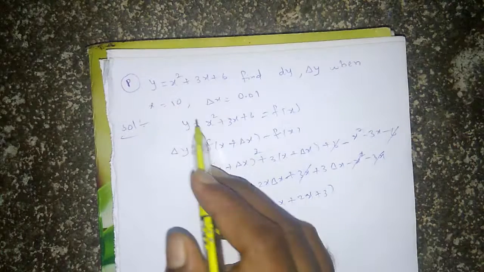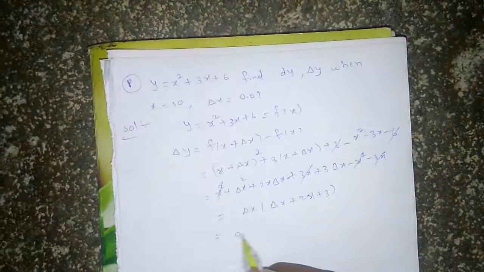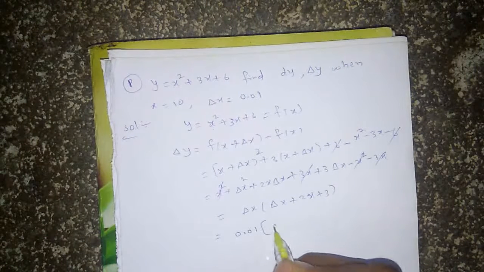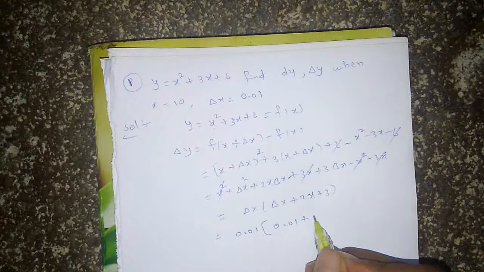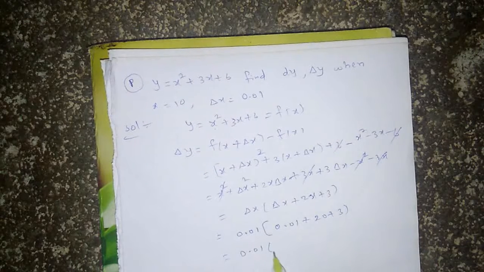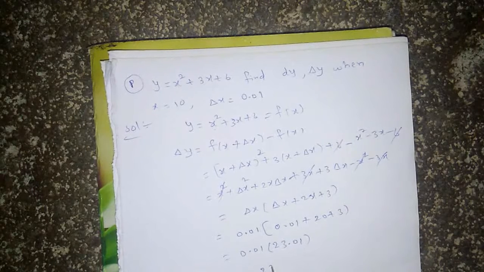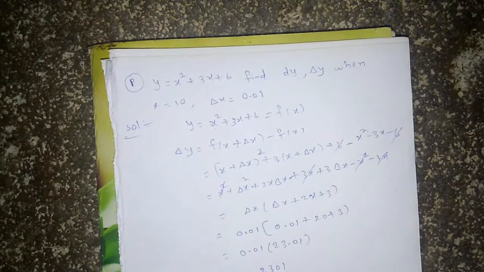Now substitute x and delta x values. That is x is equal to 10, delta x is equal to 0.01, 2x is 2 tens are 20 plus 3. This is 0.01 into 23.01. So into 0.01 means it is 0.2301. Delta y value is 0.2301.